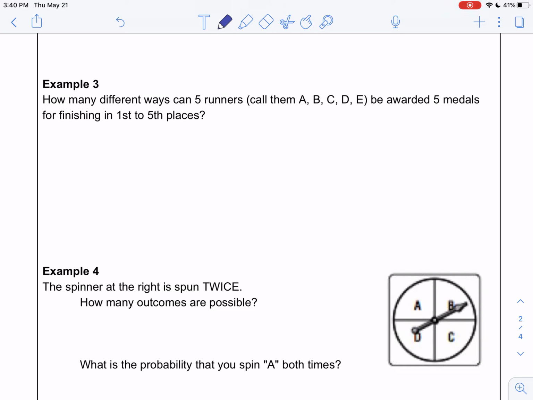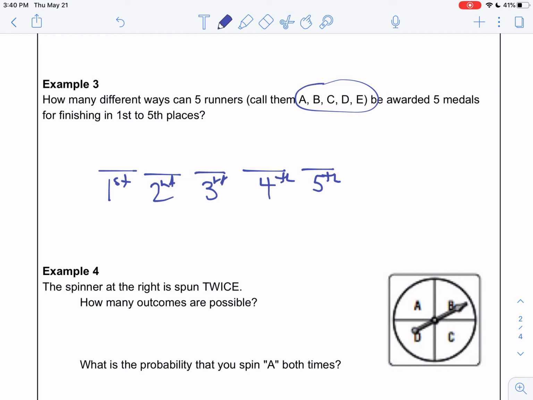Okay, so if we're not taking into account the runner's ability and we're just trying to figure out the straight probability of the finishing, we know that we're looking for the order of all 5 places. So 1st, 2nd, 3rd, 4th, and 5th place. Okay, and the first time I choose from that group, I have 5 different possibilities. And then I have 4 different possibilities, 3, 2, and 1. 5 times 4 times 3 times 2 times 1 is 120.